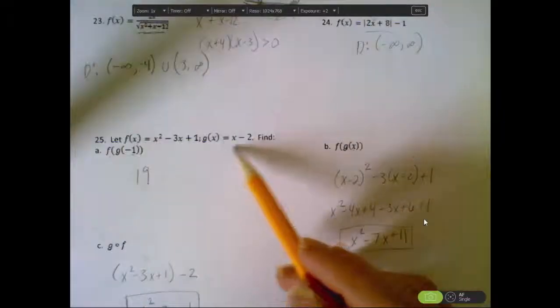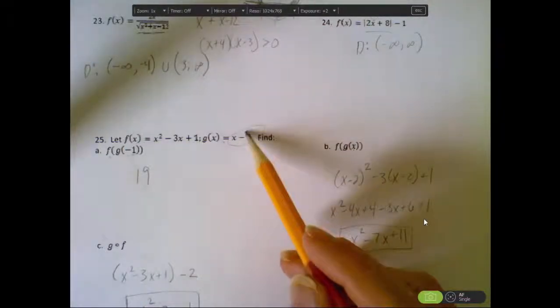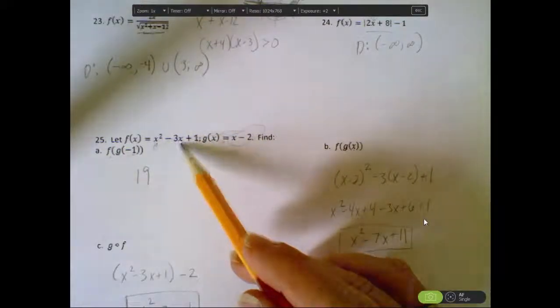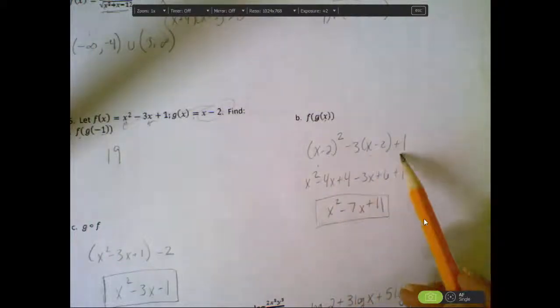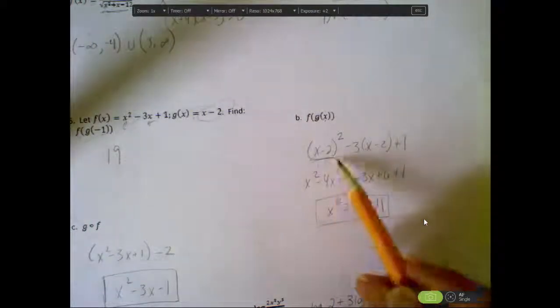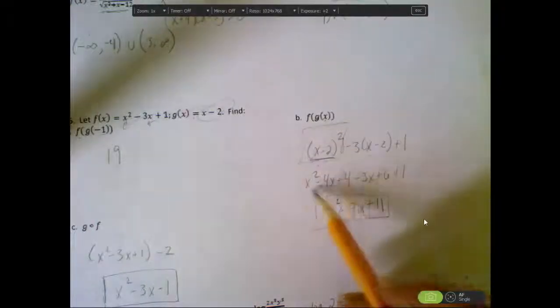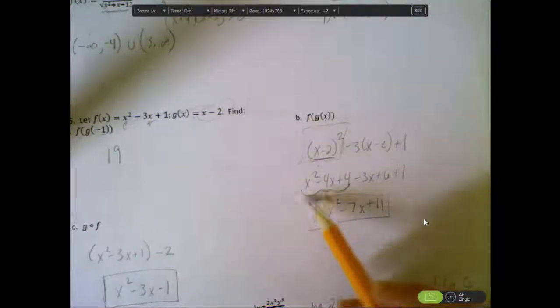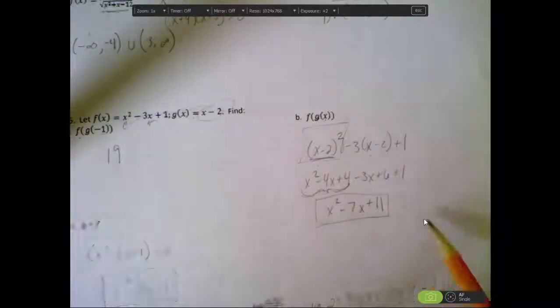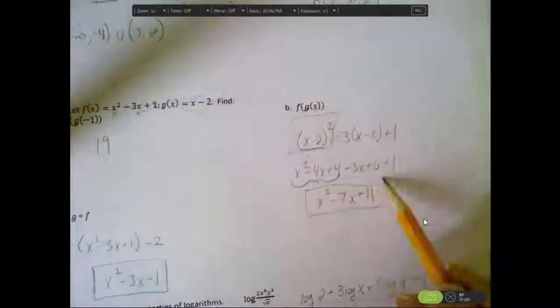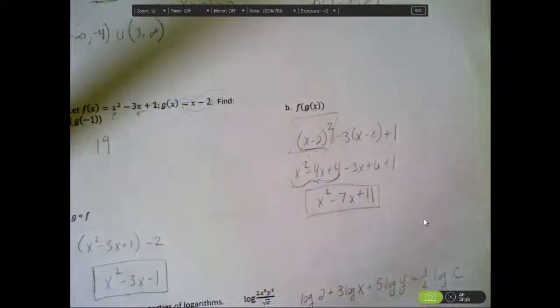So you take g of x, x minus 2, and you plug it in for x wherever it appears in f of x. So it looks like this. x minus 2 squared minus 3 times x minus 2 plus 1. When you square a binomial, you get a trinomial. When you FOIL this out, this is what you end up with. Then you have to distribute the negative 3, so you get a plus 6. So when you combine all your like terms, your final answer is x squared minus 7x plus 11.